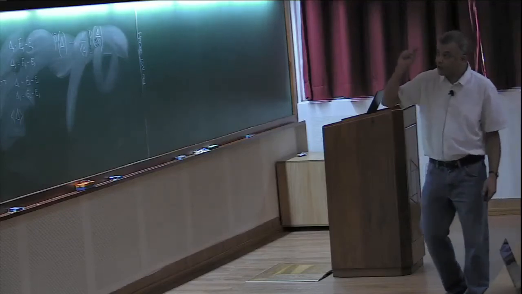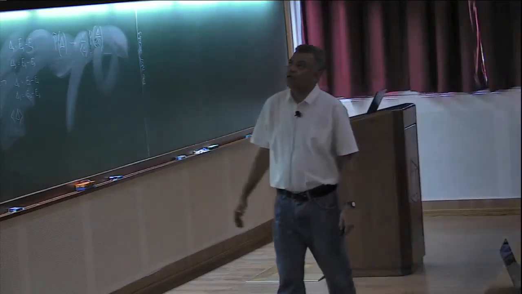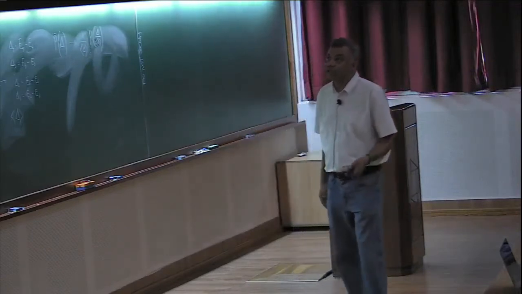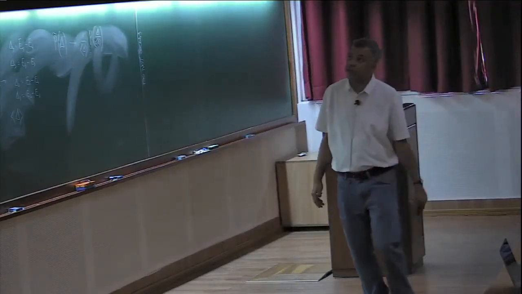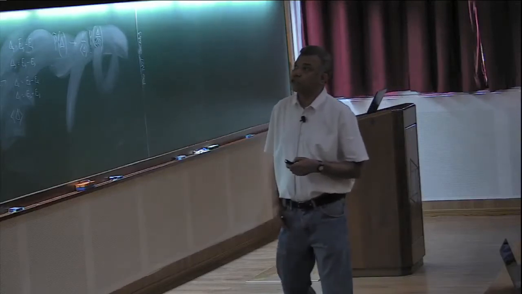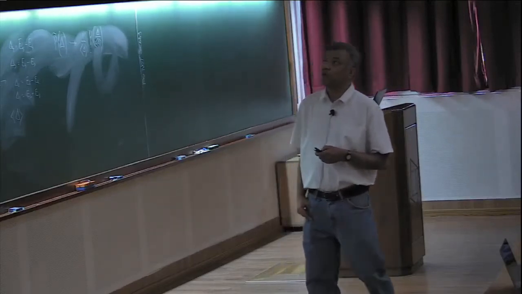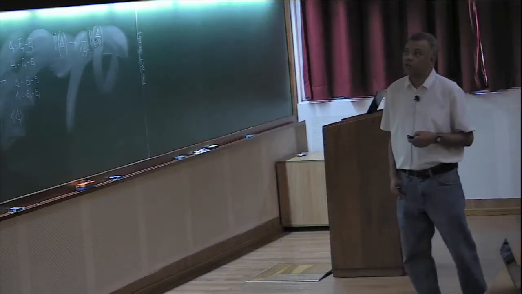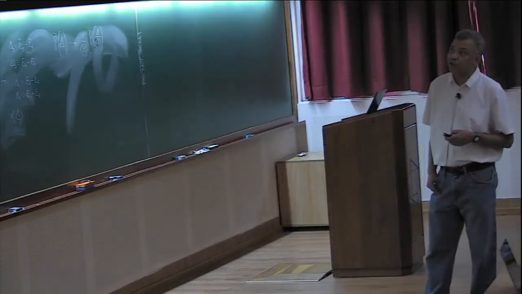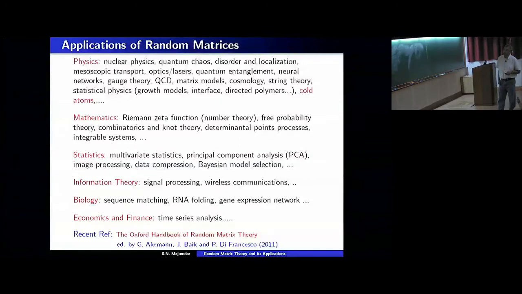Because of this central idea, which goes much beyond nuclear physics, random matrix theory now has many applications. Let me show you a list. As I said, it started with nuclear physics, and then quantum chaos, disorder and localization, QCD, string theory, gauge theory, matrix models, and cold atoms, which I'll talk about in a minute. This is in physics. In mathematics, you have the Riemann zeta function in number theory, then determinantal point processes, about which I'll talk quite a lot in these lectures, and integrable systems.